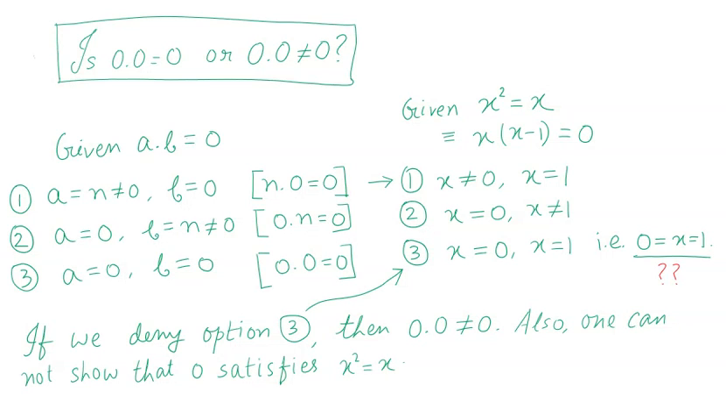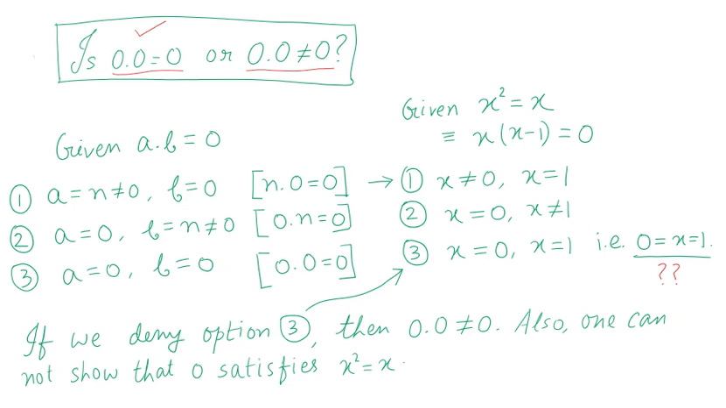Hello friends, in this video we are going to discuss a very simple question: is 0 into 0 equal to 0, or is 0 into 0 not equal to 0? Obviously you are thinking that the correct answer is this one, that is 0 into 0 equals 0. But obviously this answer is not so trivial. So let us discuss why.